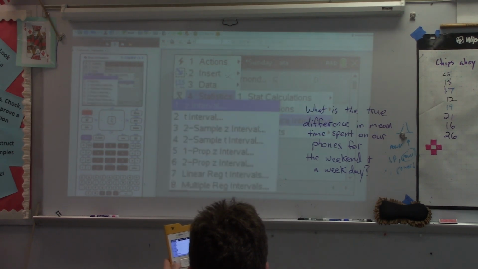Trying to do a confidence interval here, guys. I don't have that. Is that supposed to be on my calculator? You don't have your hat on, so you didn't get a chance to log in.